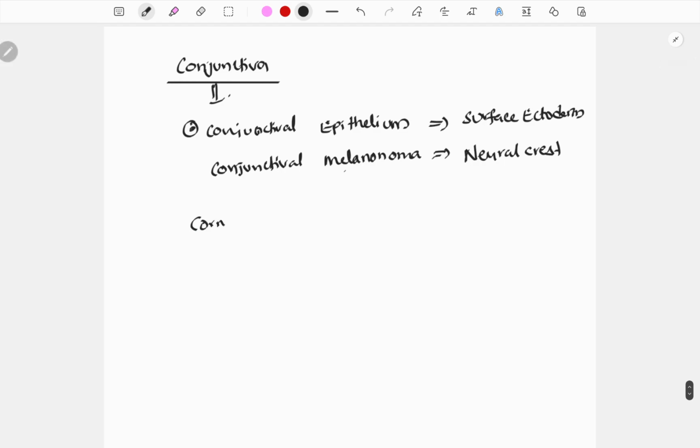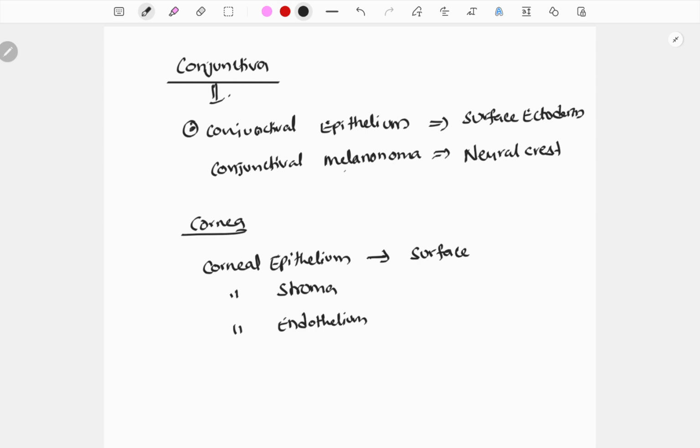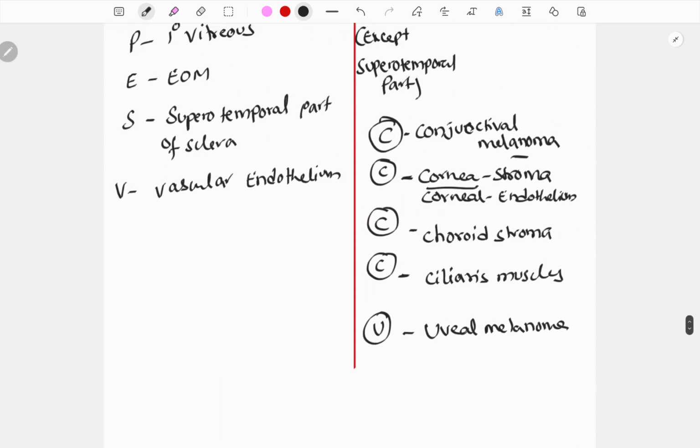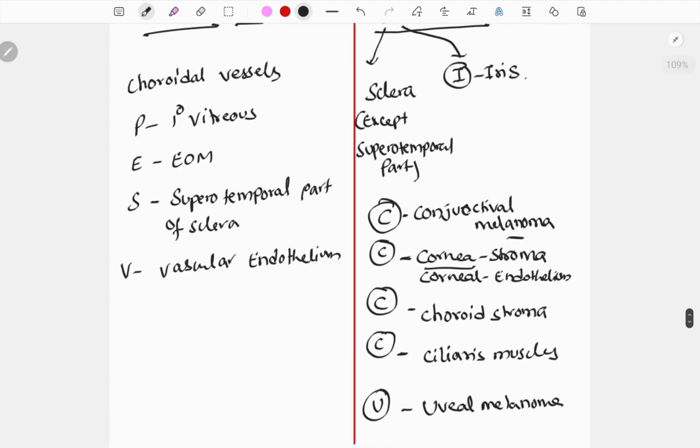Second one, cornea. In cornea there are 3 structures: corneal epithelium, corneal stroma, corneal endothelium. Corneal epithelium is by surface ectoderm. We remember, na? TLC. Epitheliums, corneal and conjunctival epitheliums, both by surface ectoderm, whereas stroma and endothelium are by neural crest.